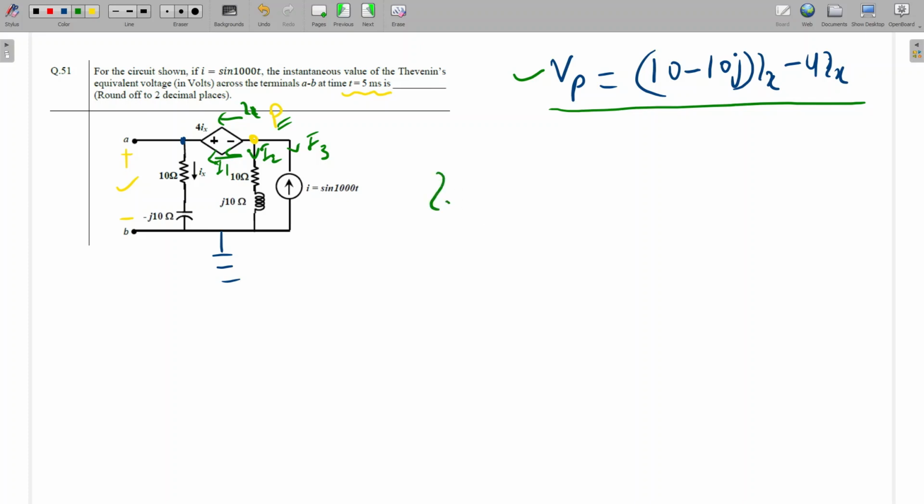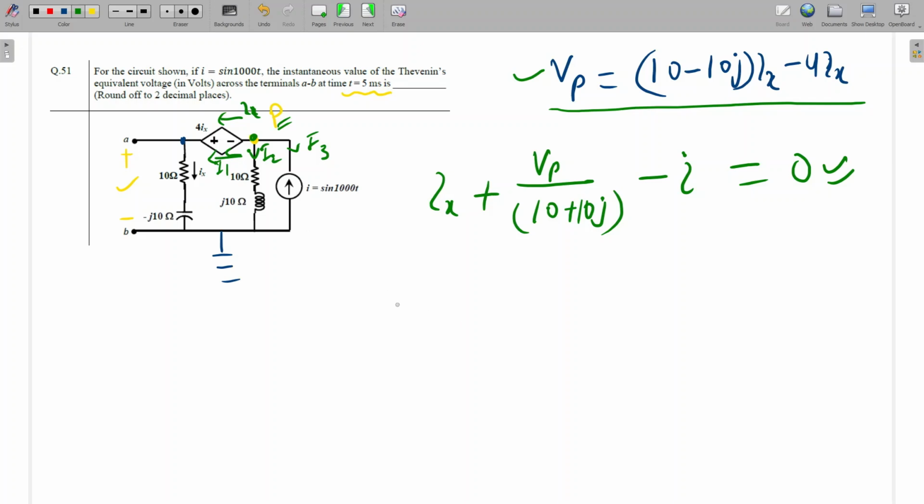So I1 is Ix, plus what is the value of I2? I2 is equal to Vp by (10 plus 10J). This will be the I2 current, and I3 will be minus I, and the sum is equal to 0. Is this equation clear to all? KCL at this point P. Okay, so I'm going to write the value of I. What will be the value of I?